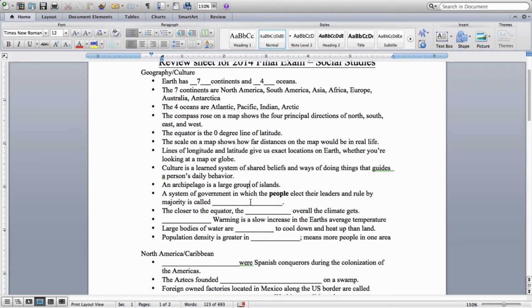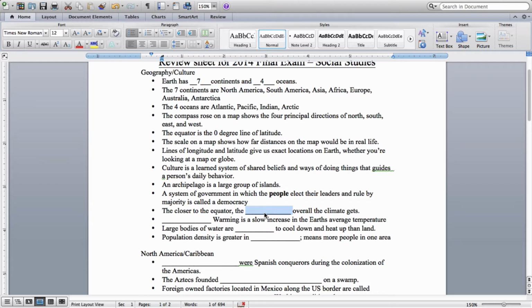A system of government in which the people elect their leaders and rule by majority is called a democracy. The type of government that we have in our country. A type of government that was founded back in ancient Greece and expanded upon in ancient Rome.